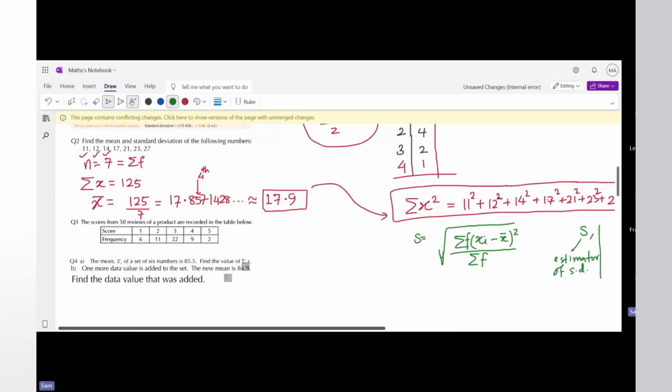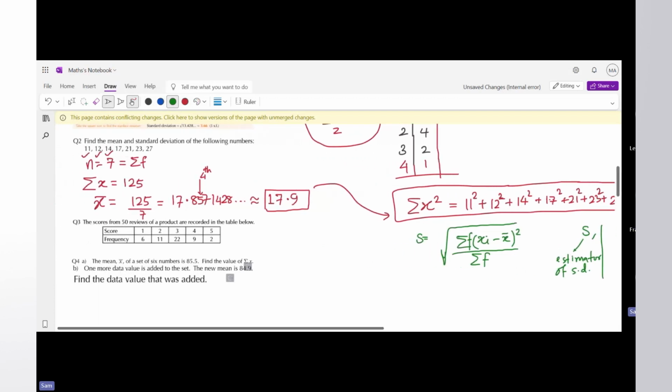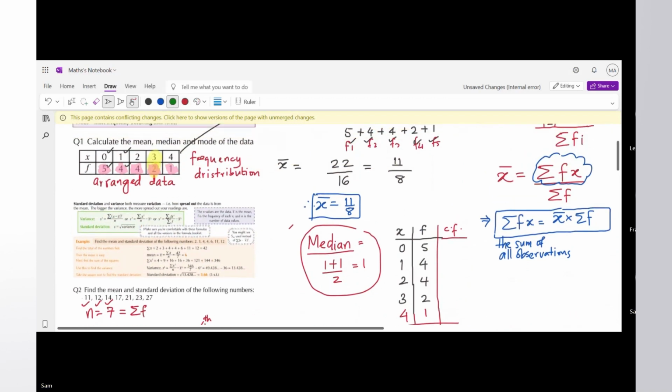So you look at the given formula here. It's probably too small, but you observe this formula. What is the formula given to you? Sigma of x minus x bar. You use your calculator. So you have to understand the difference between standard deviation and estimator of the standard deviation.